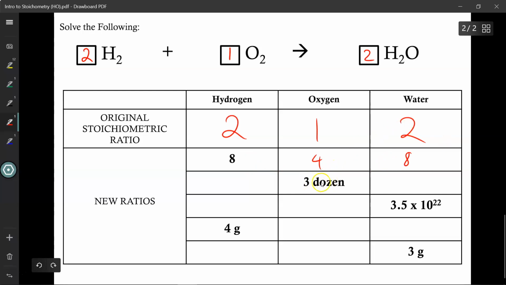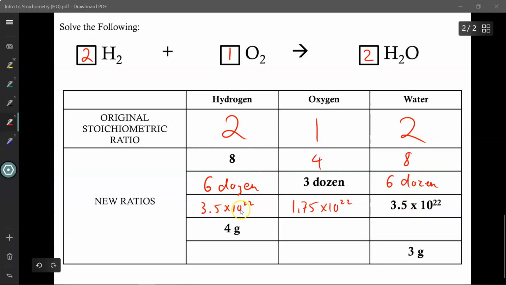Over here, if I have 3 dozen over here and it's twice as much to go to the other side, this should also be twice as much. While this one over here is going to be half as much, while from here to here, they are identical. 2 to 2 ratio, 3.5 times 10 to the power 22, 3.5 times 10 to the power 22.